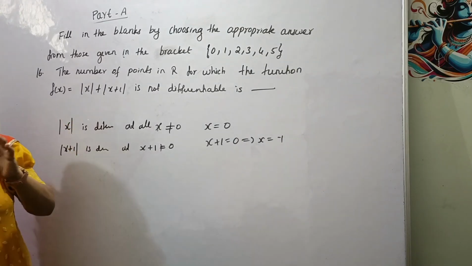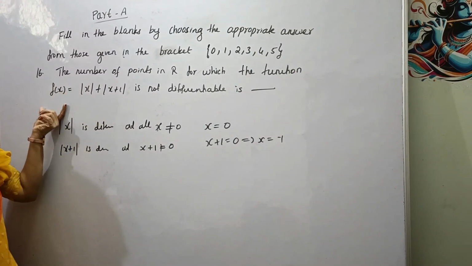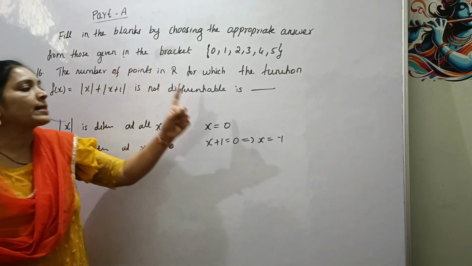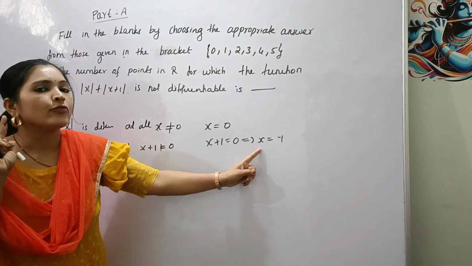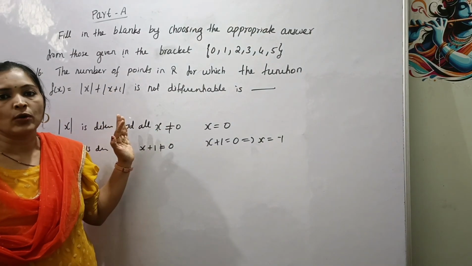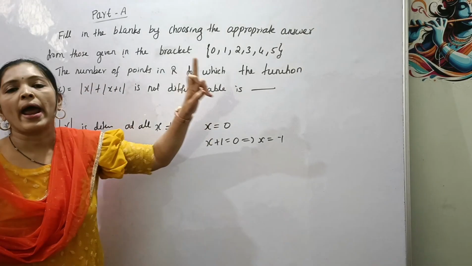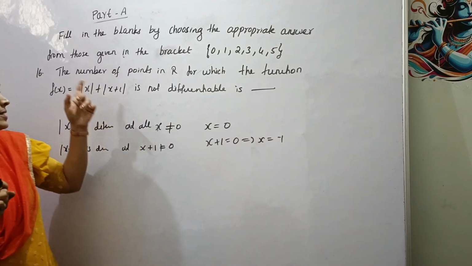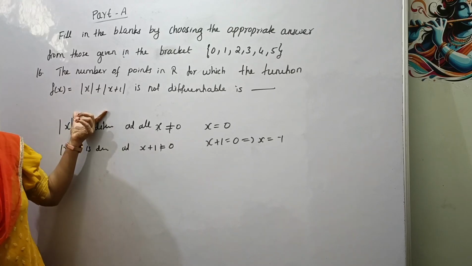We know that sum of two differentiable functions are differentiable, right? Therefore, here we say f of x is not differentiable at x is equal to 0 and x is equal to minus 1. Okay, so how many points? For 2 points, this function is not differentiable. This function is not differentiable at x is equal to 0 and x is equal to minus 1. So what is the answer? Here we have to write the only one answer, that is how many points. For how many points this function is not differentiable?